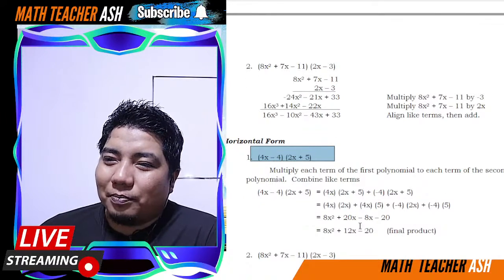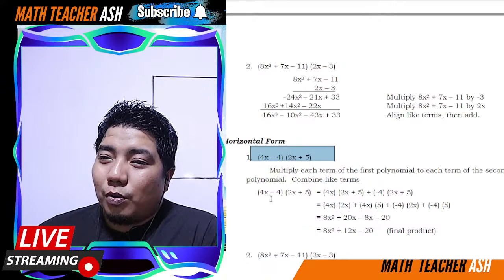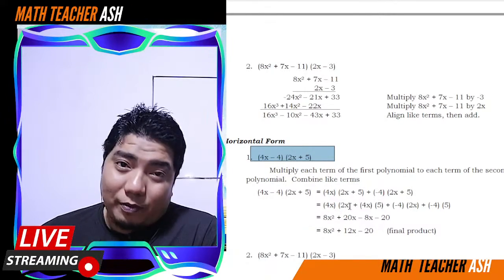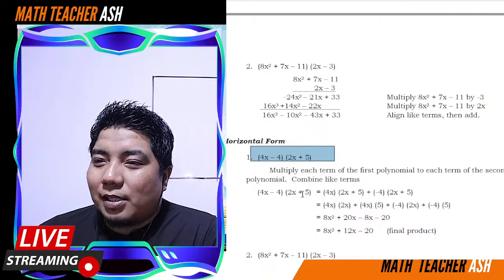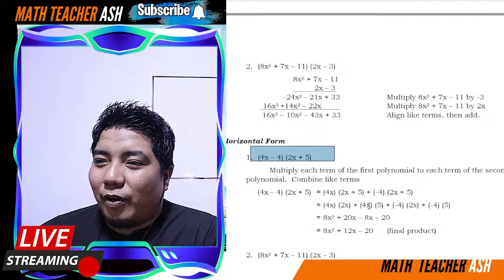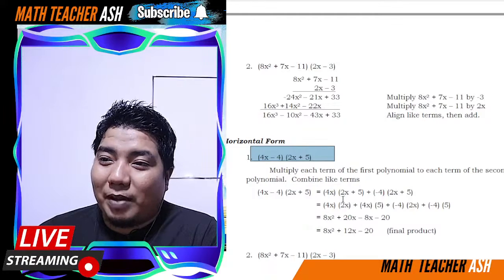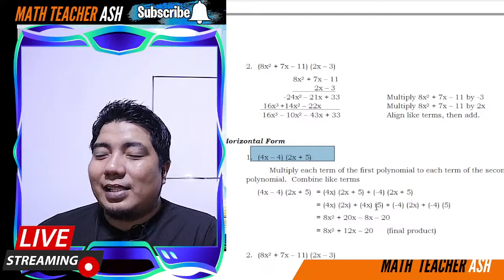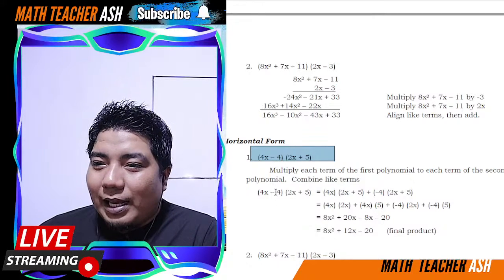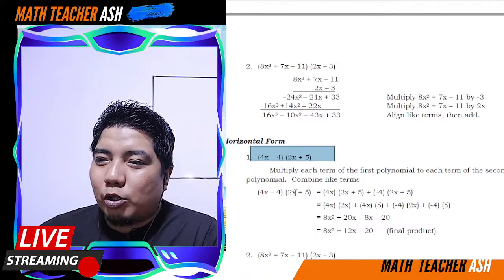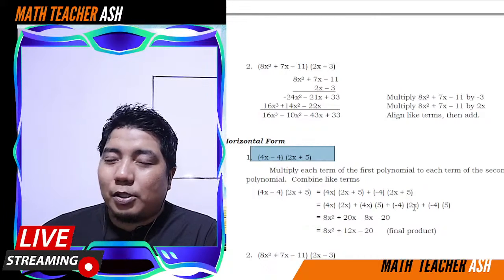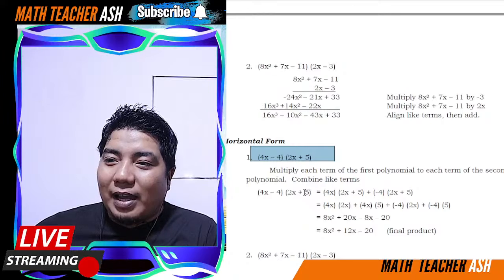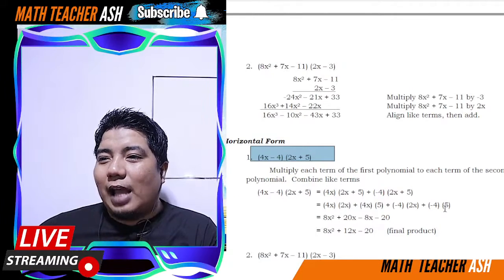So, ganito lang. 4x times 2x, that is the first terms. 4x times 5, sorry, the 5 has no x, so 4x times 5. That is the outer terms. Then the inner terms, negative 4 times 2x. And finally, we have negative 4 times 5, the last terms.